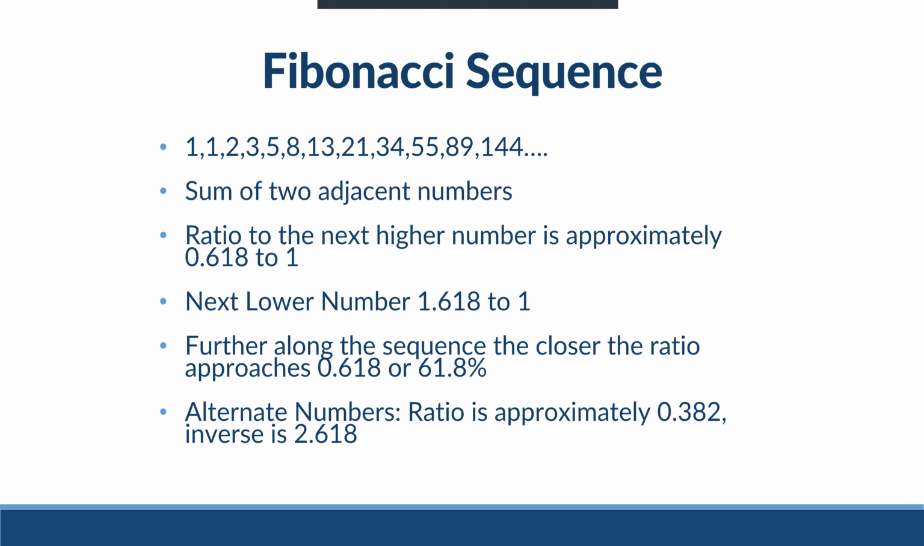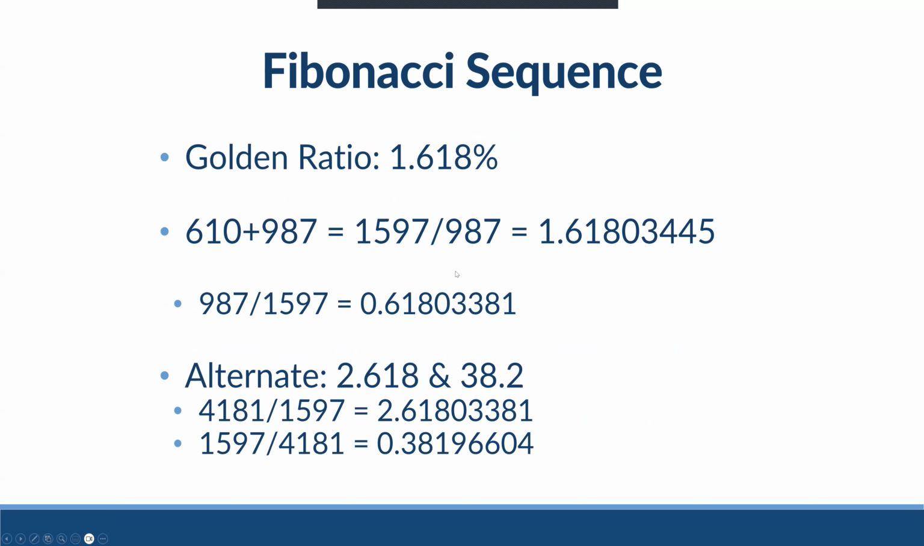Alternate numbers, the ratio is approximately the 38.2, and the inverse of that is 2.618, which is another extension. So retracement and extension levels there. All right, so the golden ratio is the ratio that we look for as targets quite often. And we'll look at that in one of the next slides as well.